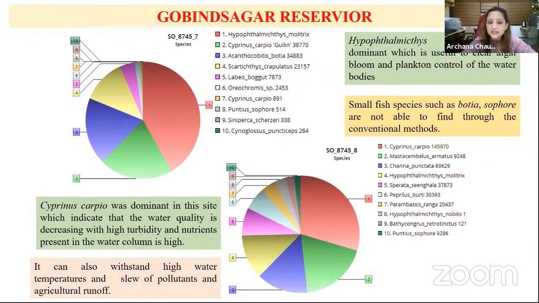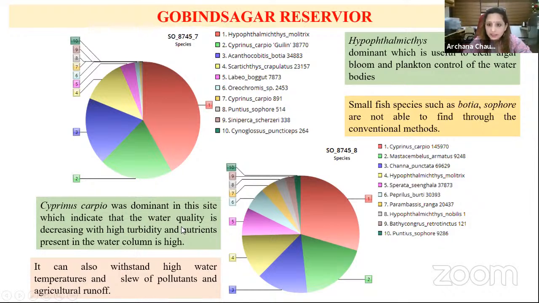Similarly, now coming to the Gobind Sagar reservoir. We had 6 different sampling sites for the Gobind Sagar reservoir. We can see that in the Gobind Sagar reservoir the silver carp was very dominant, and in sample number 7, S7, you can see that Cyprinus carpio was also there.